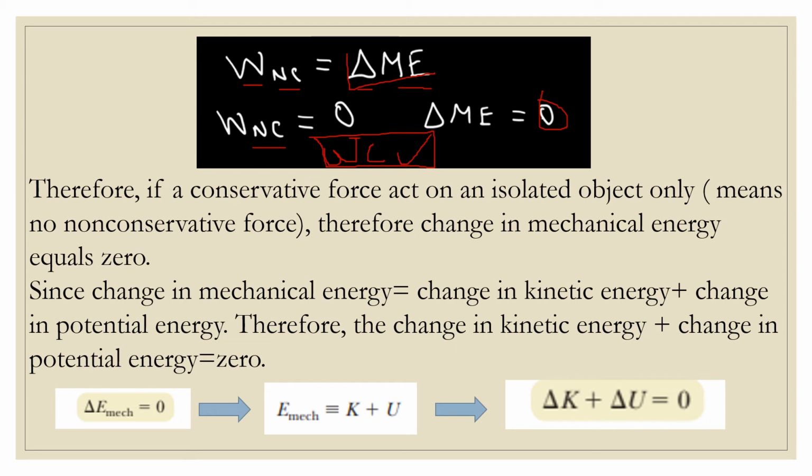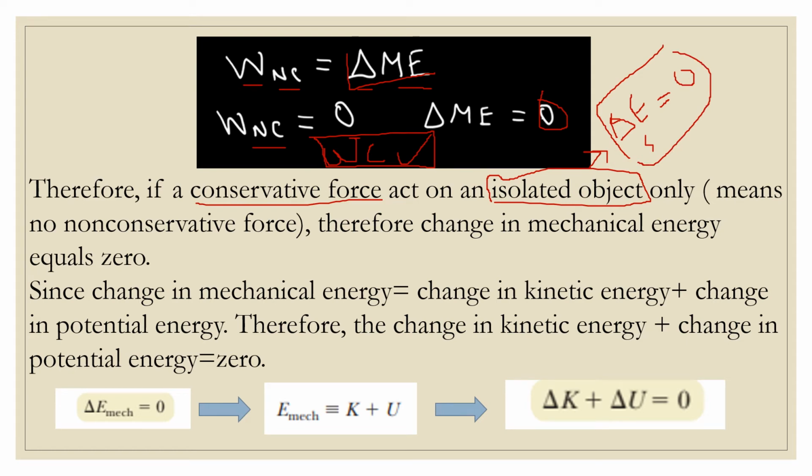So if a conservative force acts on an isolated system, and as we said before, for an isolated system the change of the energy of the system is always equal to 0, as it is isolated, with no interaction with the environment. Therefore, the change of the energy of the system is equal to 0. So if only a conservative force acts on an isolated object, therefore the change in mechanical energy is equal to 0.